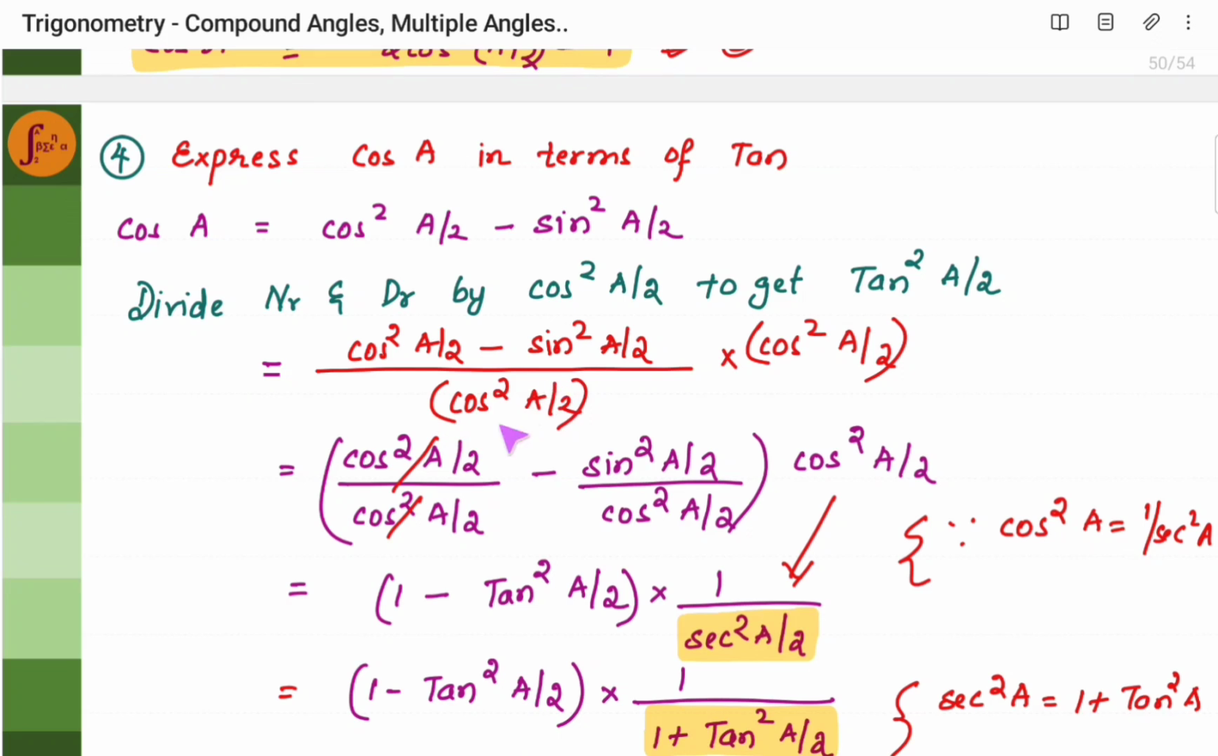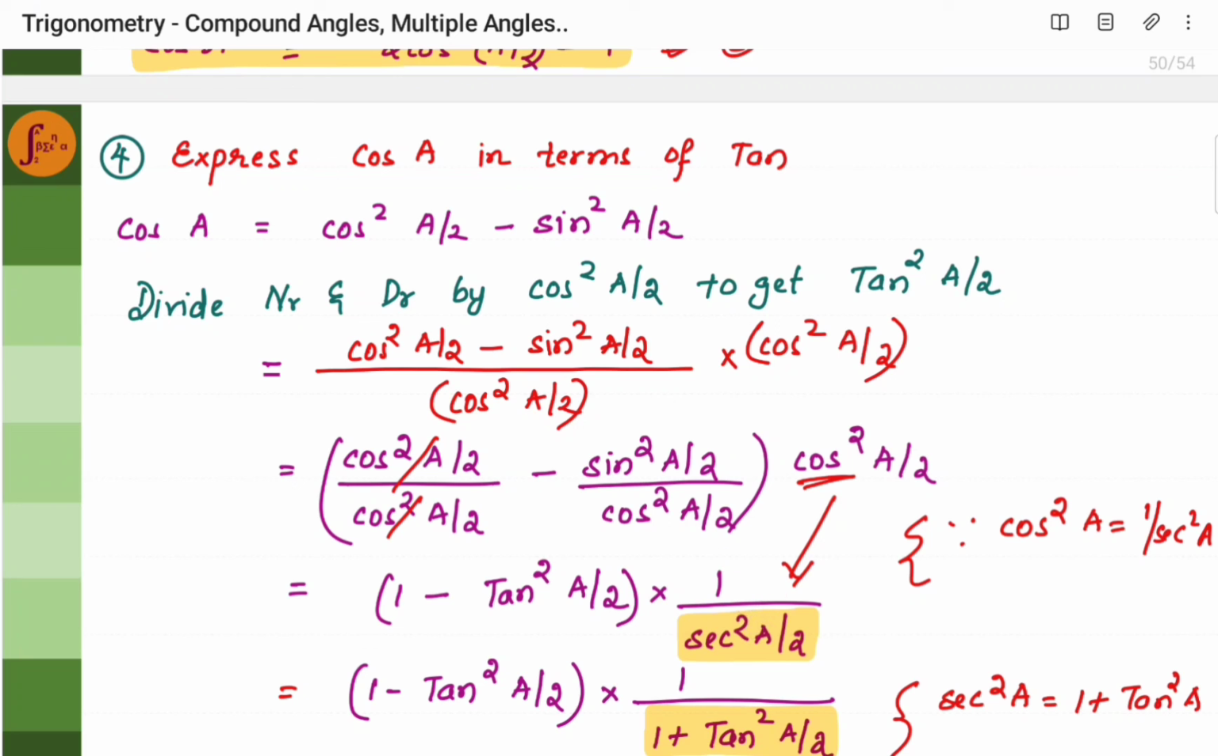This is a common denominator, right? This denominator is there for this one also. This denominator is there for this one also. So I'm splitting both these terms like this. And then I have multiplied with cos square a by 2. Now cos square a and cos square a will get cancelled. So it will become 1. Minus sine by cos is tan. So sine square by cos square a by 2 is tan square a by 2. Now I'm still left with cos square a by 2.